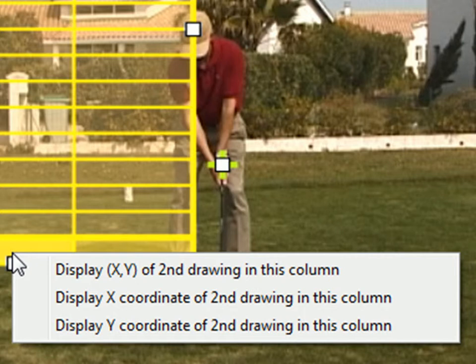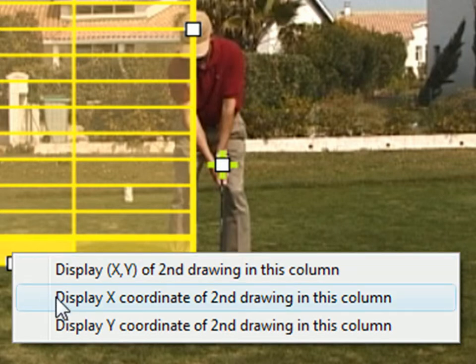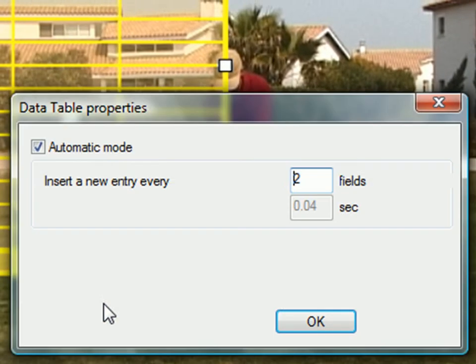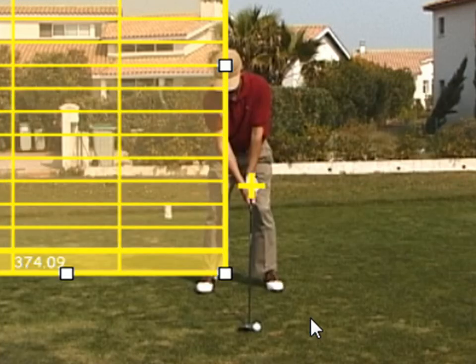Now let's say we're going to do the speed from left to right instead of the whole up and down and left and right speed, so we're going to just do the X coordinate, so we'll have that there. And this says how many entries do we want to have in there. So with having it every 2 fields, it means every 0.04 seconds it's going to put some data in. So I think I'll increase this up to, let's say, 10, so that every 0.2 of a second we'll have some data in there. So if you click OK.